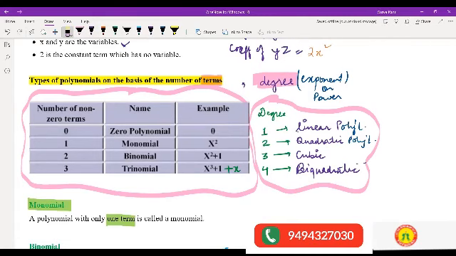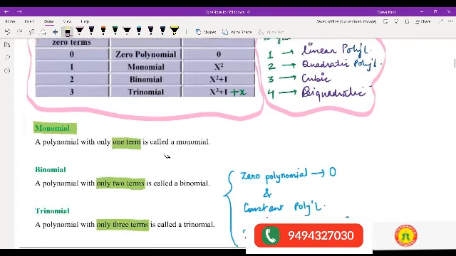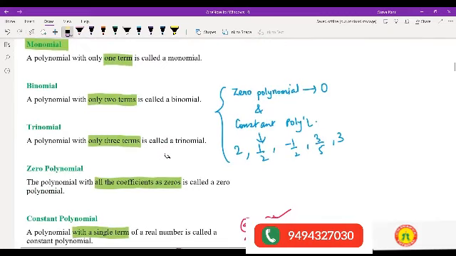So next is now monomial. What is monomial? Polynomial with only one term. Binomial is only 2 terms. Trinomial is only 3 terms. Zero polynomial is not having any term, right? All the coefficients are 0. One is constant polynomial. A polynomial with a single term of a real number is called constant polynomial.